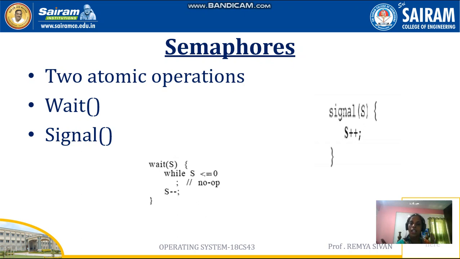S means how many copies of the resource are available. If no copies are available, we are not able to give that resource to the process, so that process has to wait. If S is greater than 0, that particular resource is available, so give one copy of the resource to that process and decrement the number of resources. Then signal of S. Signal of S is S++. We will see how it works in the coming slides. These are the two atomic operations, wait and signal, inside a semaphore.